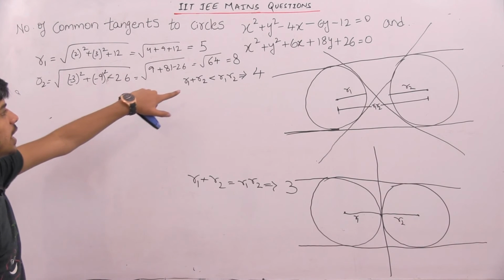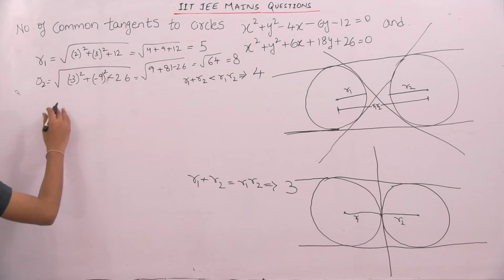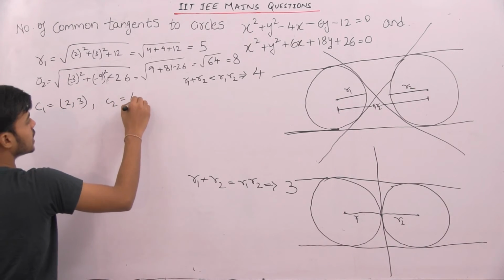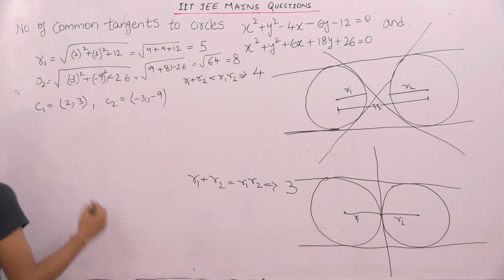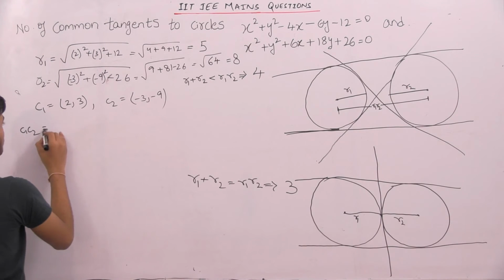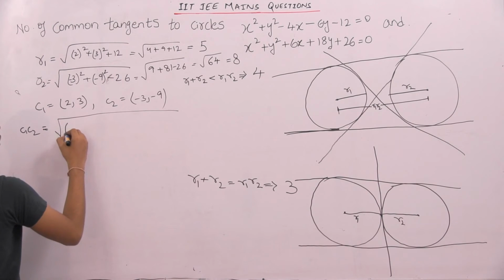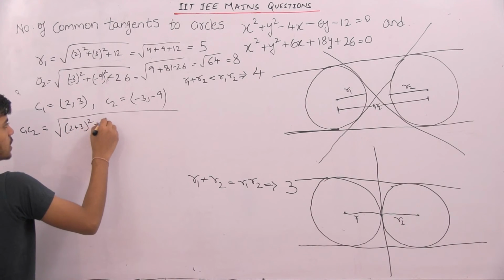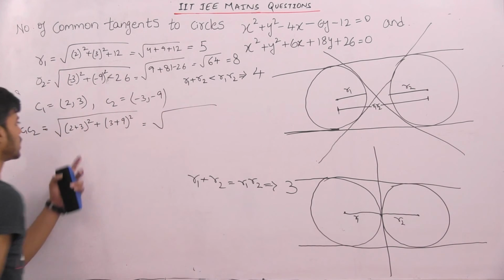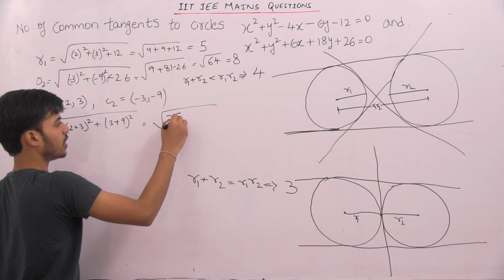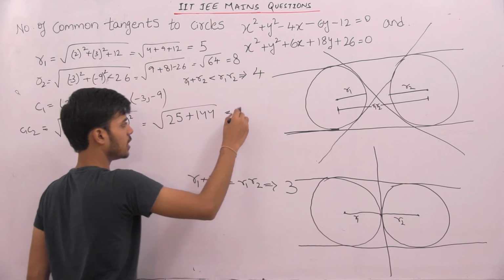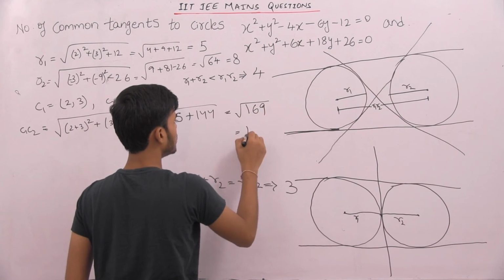Now we have to find the distance between both the centers of the circles. The center of the first circle is (2, 3). The center of the second circle is (-3, -9). So C1C2 is the square root of (2 plus 3) squared plus (3 plus 9) squared, equal to the square root of 5 squared, which is 25, plus 12 squared, 144. This is root 169, which is 13.